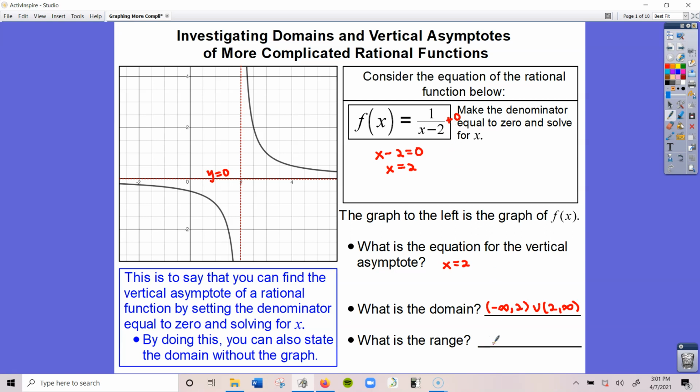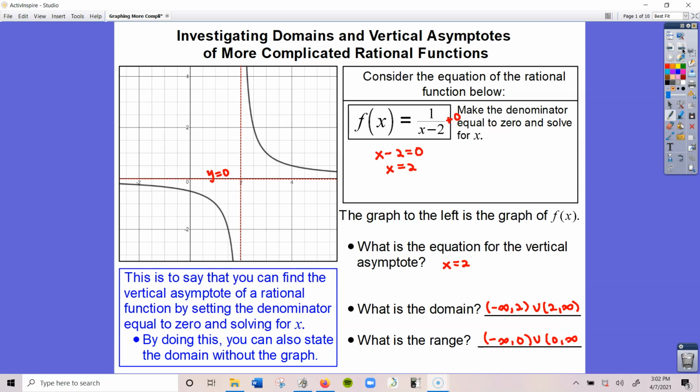So that means that the range, as long as you know your horizontal asymptote, you know what value you're going to exclude from the range, which in this case is 0. So my range is going to be from negative infinity to 0, union 0 to infinity.